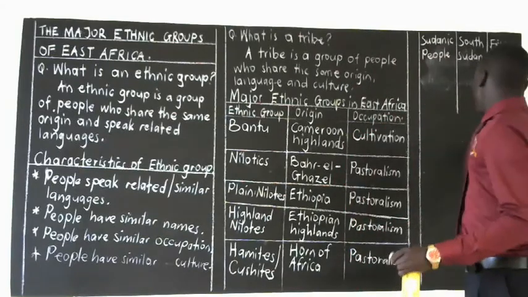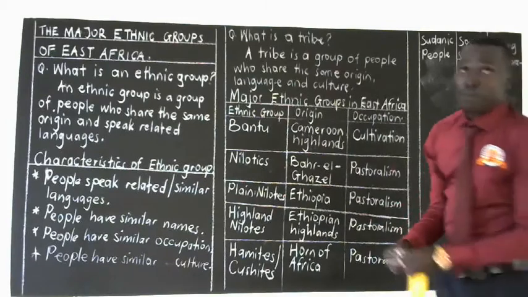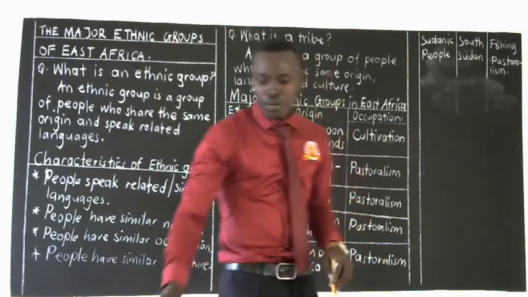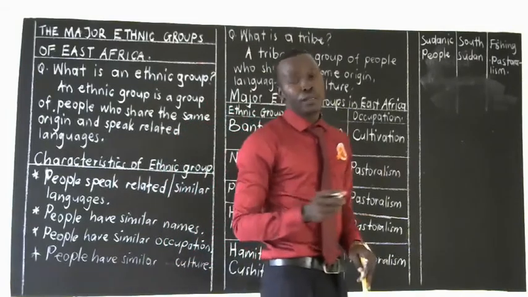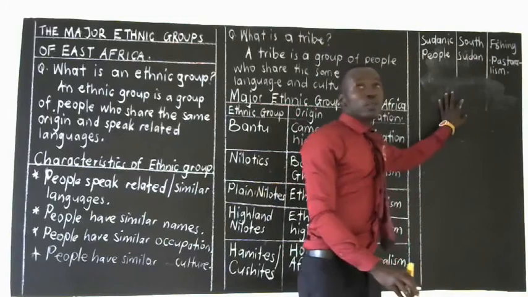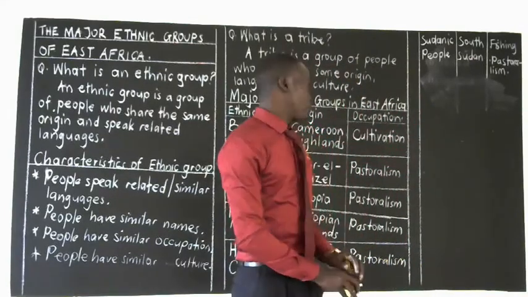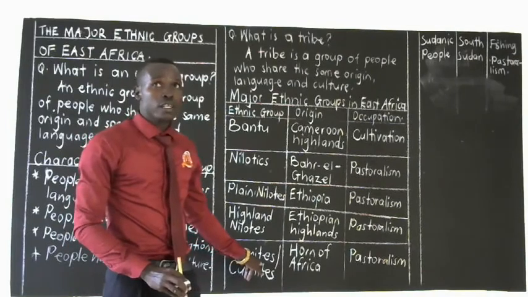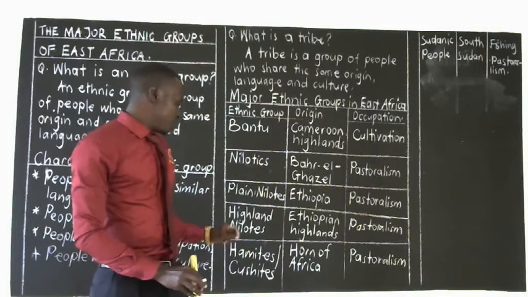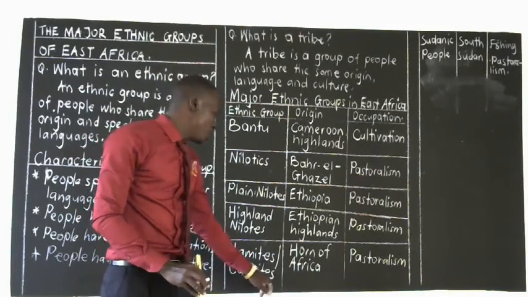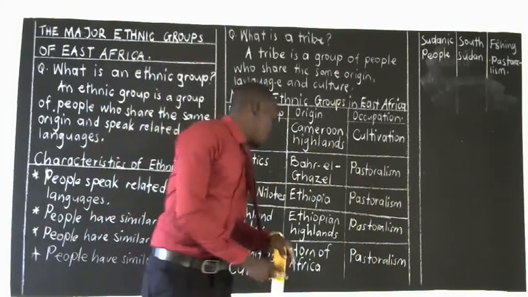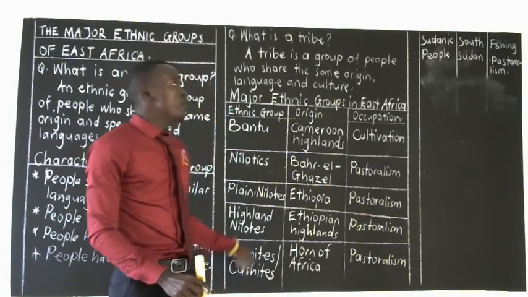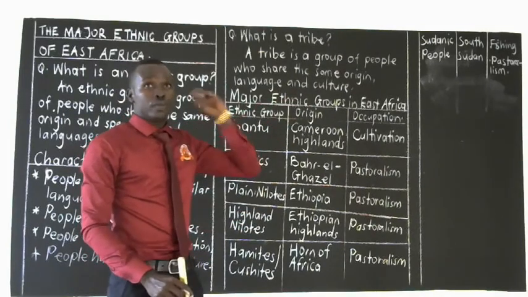So class, it's important for us to know that before all these people came to East Africa, there were already some people living in East Africa. We call them the original inhabitants of East Africa. These people were called the Bushmen. The Bushmen occupied this place before all these ethnic groups came. Now the first ethnic group to enter East Africa were the Hamites or the Cushites. Some people say Kushites, others say Cushites. The most important thing is that you know the spelling. C-U-S-H-I-T-E-S. So the Cushites were the first ethnic group to come to East Africa, but before they came, there were already the Bushmen.